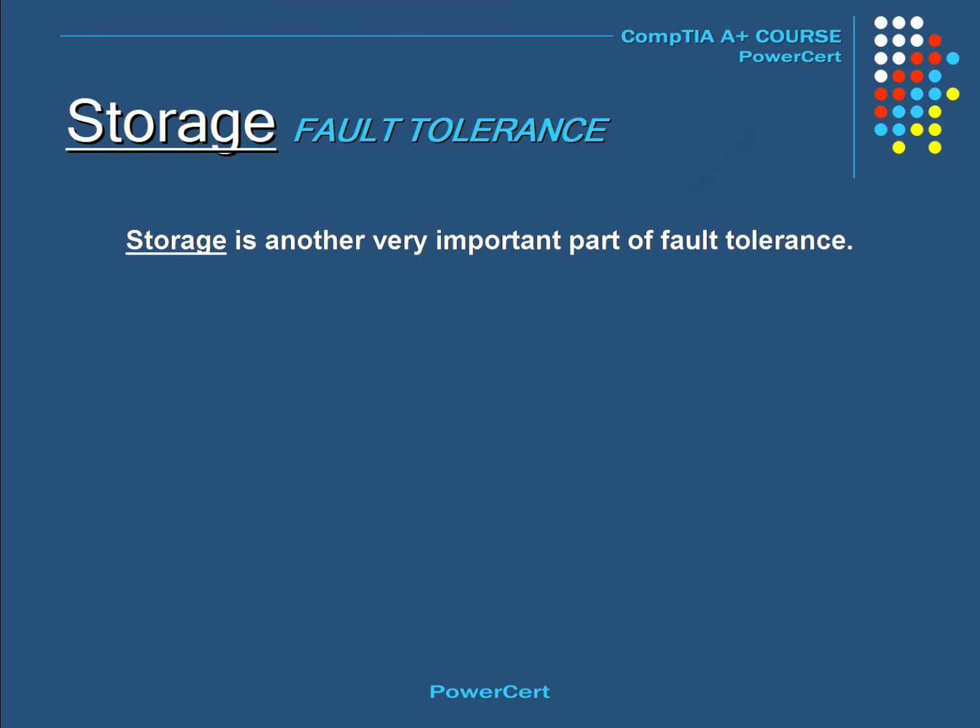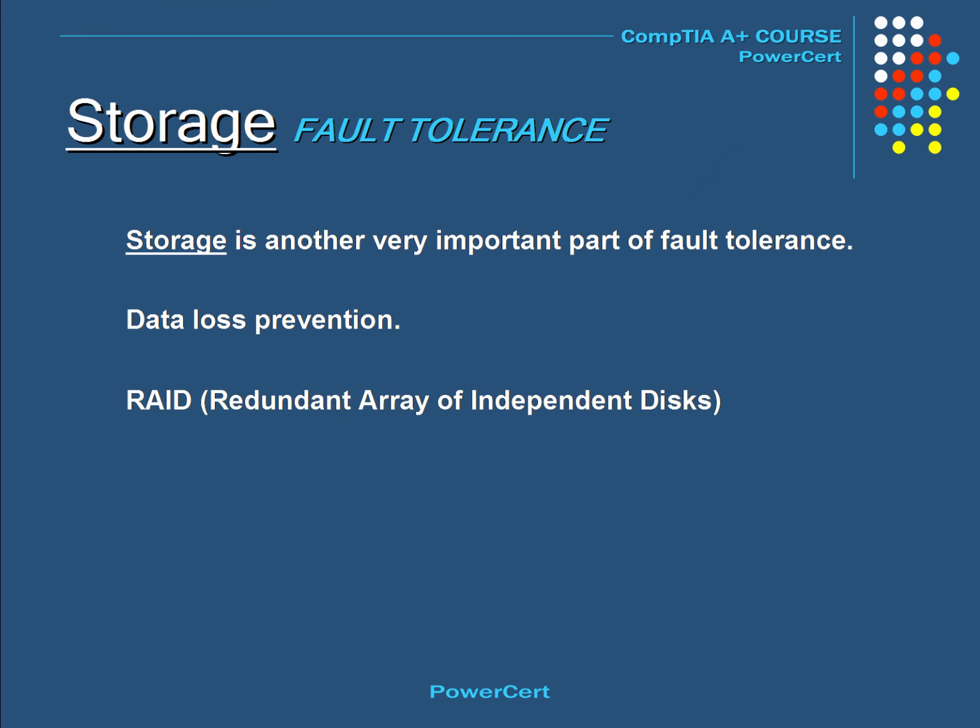Storage is another very important part of fault tolerance. If something were to happen to a company's data, such as a disk failure that results in data loss, then that could have a serious impact on how the company performs. That's why we need to make sure that if a disk does fail, that no data loss will occur. So one of the best ways to prevent data loss is RAID. RAID stands for Redundant Array of Independent Disks. In a RAID setup, the data is copied on multiple disks, so that in the event of a disk failure, no data will be lost.